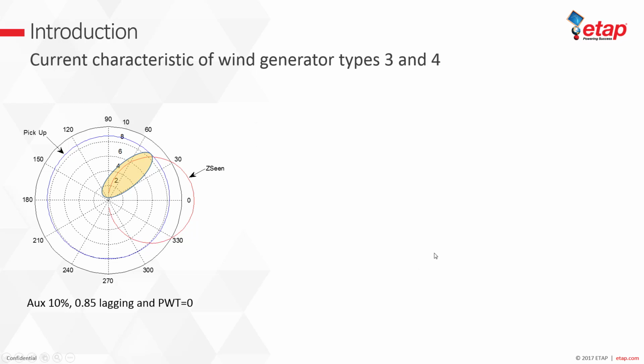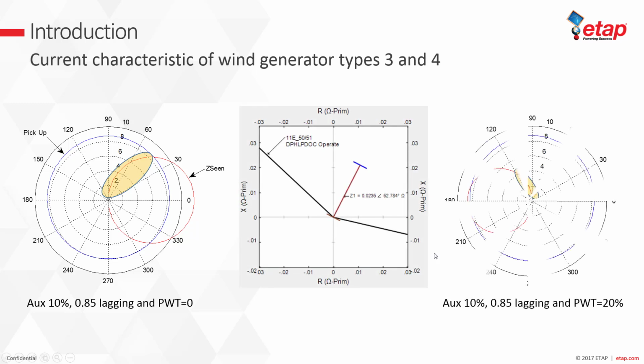Now if we look at another case where the power generated by the WTG is greater than the auxiliary power.